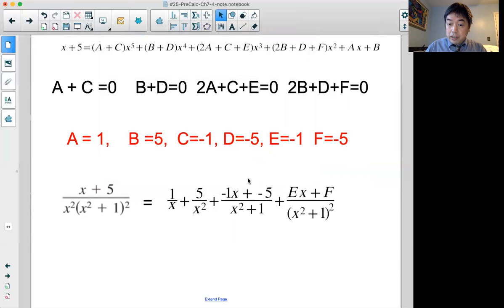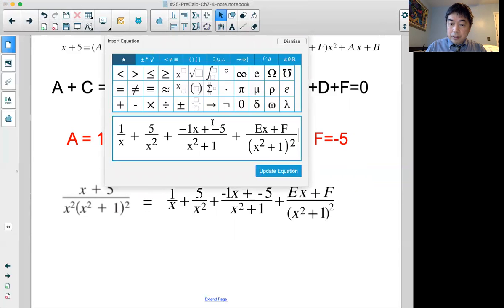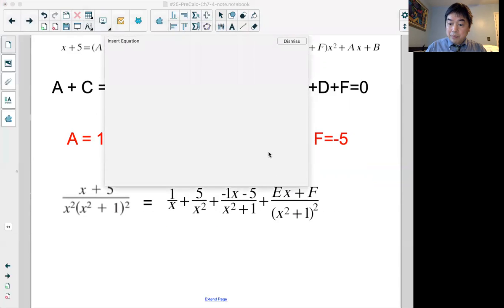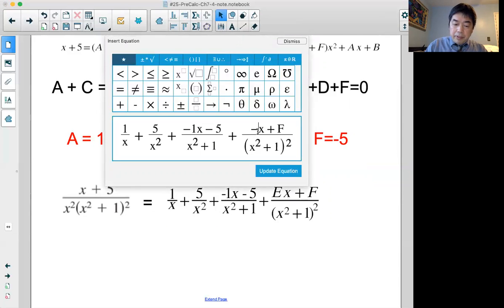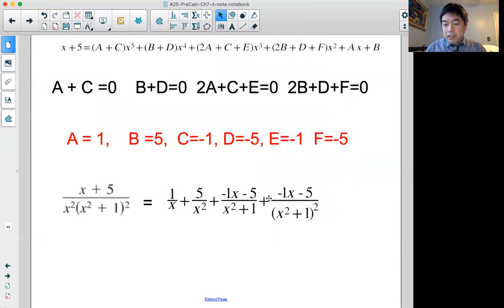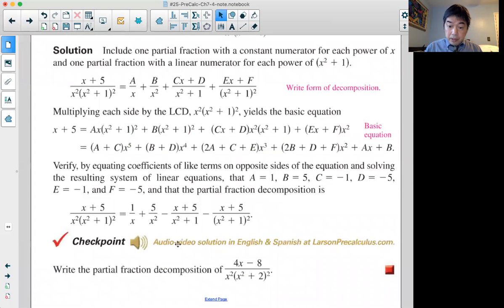So I would change the sign here to subtract. Negative 5, negative 1. Maybe the textbook shows that if it's negative and negative on the numerator, you can also change this one. But this is my answer. Let's compare to the textbook answer. Textbook answer is this. And see, here they change the sign. But I think it's basically the same answer.